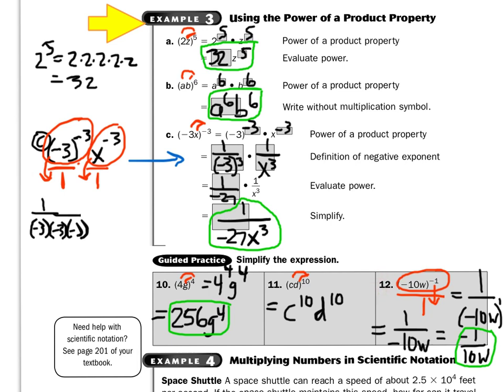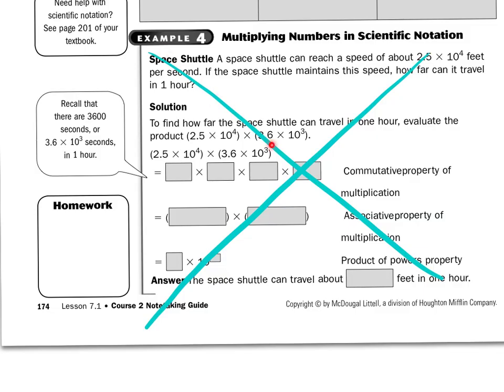All right, take a look at number 12. I have in parentheses negative 10w to the negative first power. Well, remember, this little baby is not happy, so we're going to draw the diving board, put a 1 in the pool, and we're going to circle the whole thing and bring them down to the pool. So that gives us 1 over, in parentheses, negative 10w to the positive 1 power. So that just means 1 over negative 10w, or you can let the negative float up, so it'd be negative 1 over 10w. Okay, and you can just lightly cross off example 4, and we're done with this video.